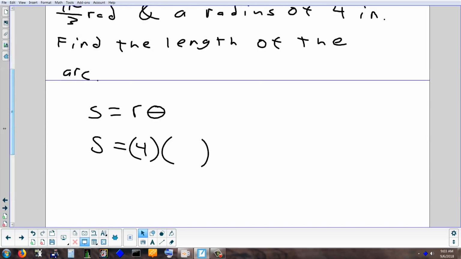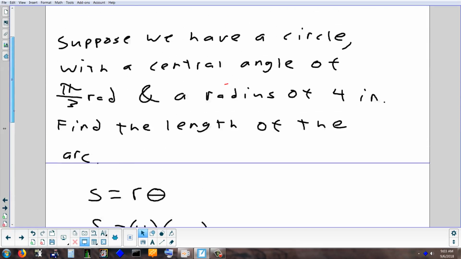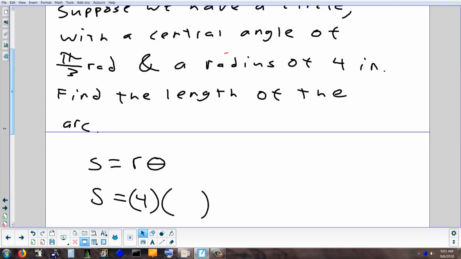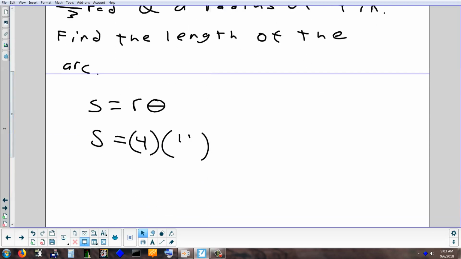And the last thing is theta. Christian, what is theta? Pi over 3. Yep, it's an angle. And the angle in this problem is pi over 3. What's the unit on it? Radians. Is that the unit we want? Yes. Pi over 3 radians. Perfect.